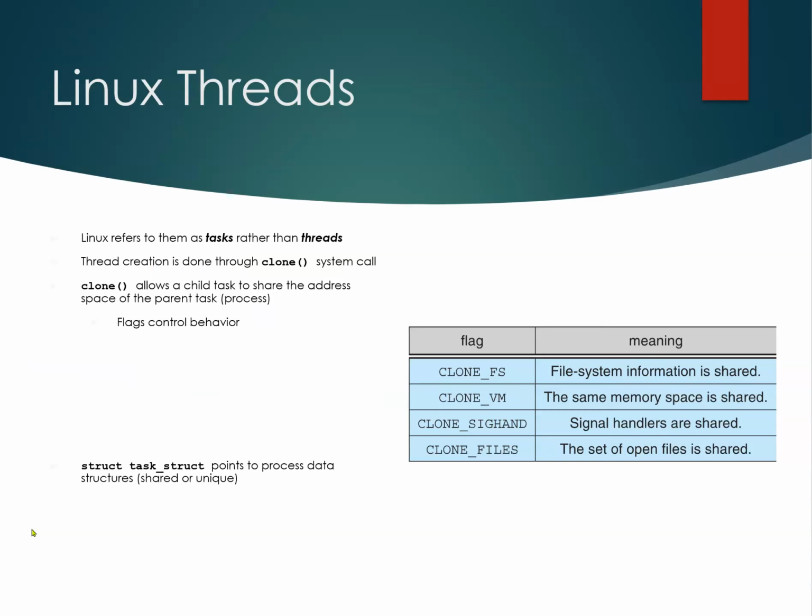Linux calls them tasks instead of threads. I don't know why. Thread creation is done through clone. Clone allows a child task to share the address space of the parent process, and there are flags to control behavior. Some of the flags: CLONE_FS means file system information is shared, CLONE_VM means memory is shared, CLONE_SIGHAND means signal handlers are shared, and CLONE_FILES means the set of open files is shared. The task struct is what points to the various data structures.